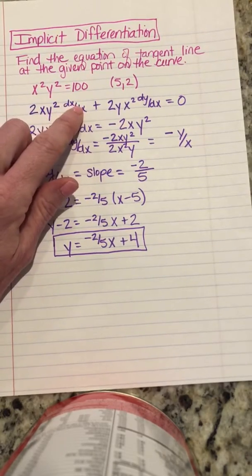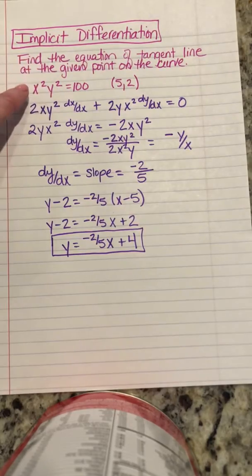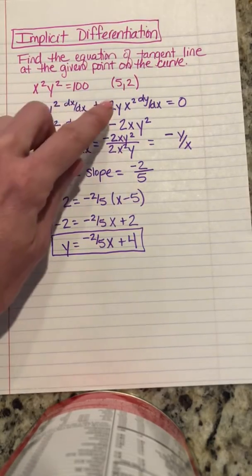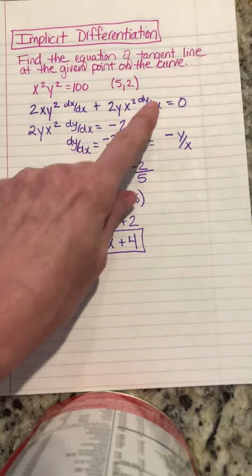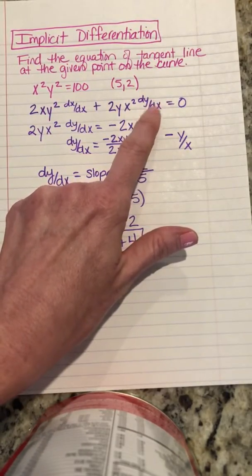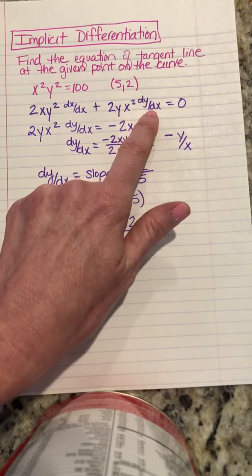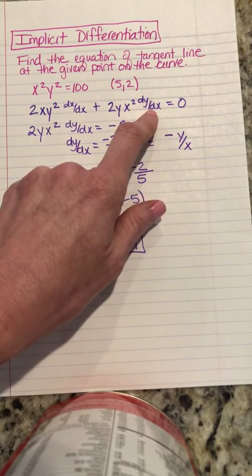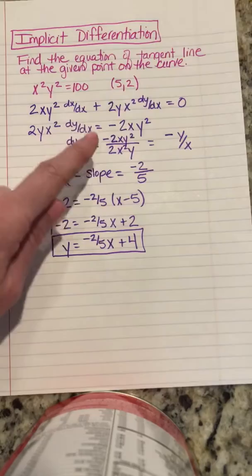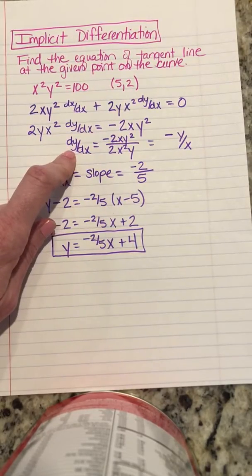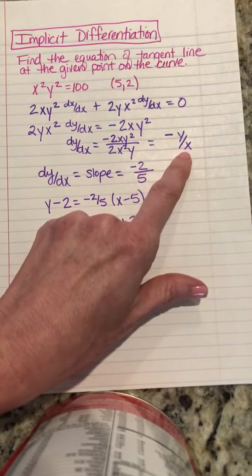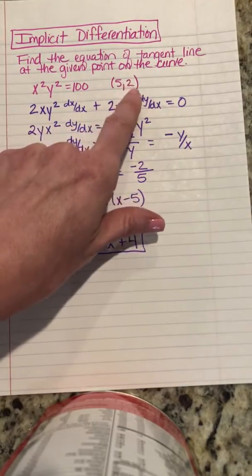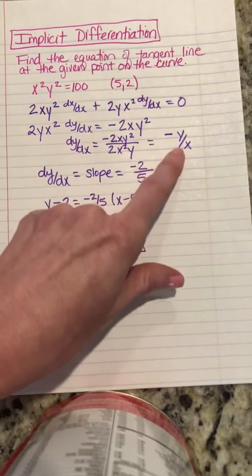Remember, this goes to 1. And then I have 2, I'm taking the derivative of y now, 2y x squared dy/dx. I solve for dy/dx because this is the slope of my tangent line. Be very careful rearranging and simplifying, but dy/dx, after you rearrange and simplify, just becomes negative y over x.